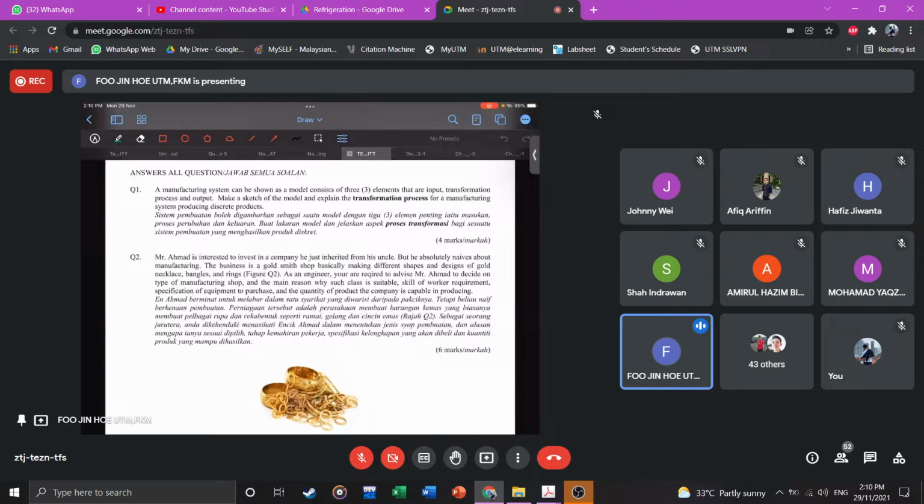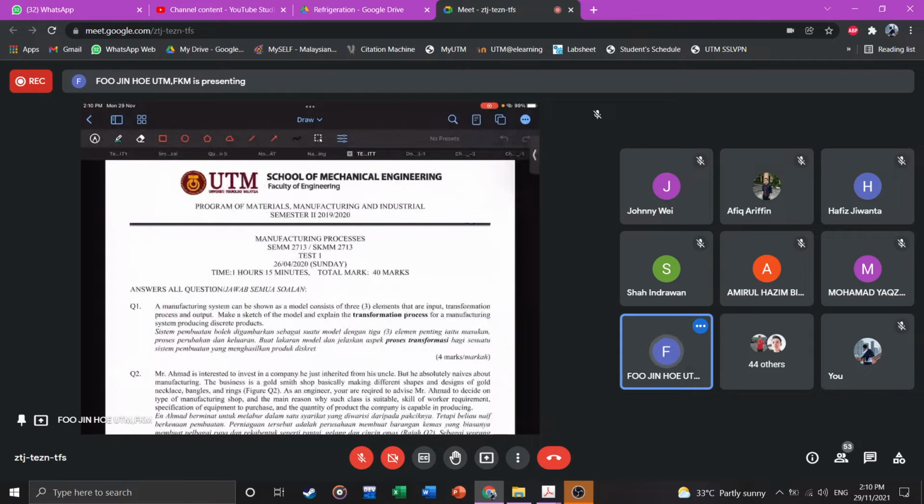All right. So I believe all of you got this previous test paper. Question one is quite straightforward. This is from the middle of last year. Question one is quite simple. It asks about a manufacturing system that can be shown as a model consisting of three elements. They already give you the answer, which is the input, the transformation, and the output.